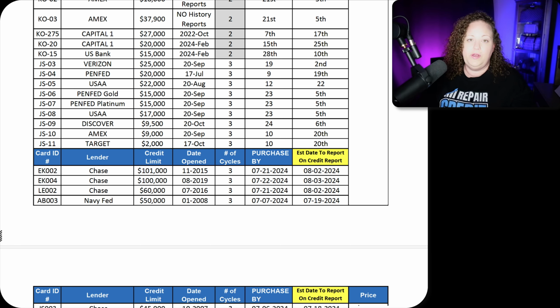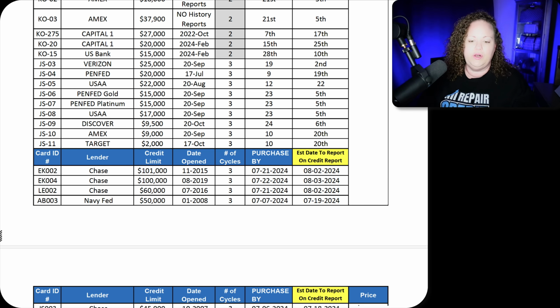In order for you to get your trade line, you're just going to need to know the card ID number. This is going to tell you who the card is with, the lender. So for example, if you wanted EK002 with Chase, that's going to be a $101,000 credit limit. Yes, $101,000. We also have a $100,000 Chase trade line, and that open date is November of 2015. So it would have approximately 9 years of history.